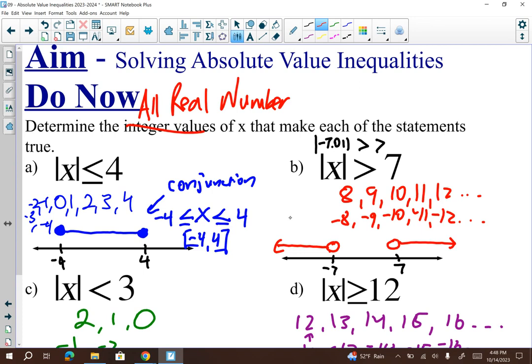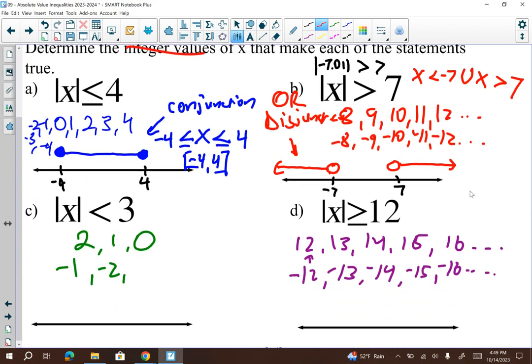And what we can see here is we've created a graph that is a disjunction, right? Or one of our OR inequalities, which we could model as x is less than -7 or x is greater than +7. Okay? And similarly with our interval notation.